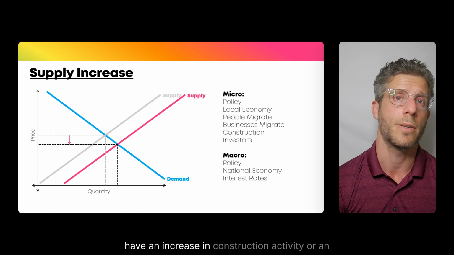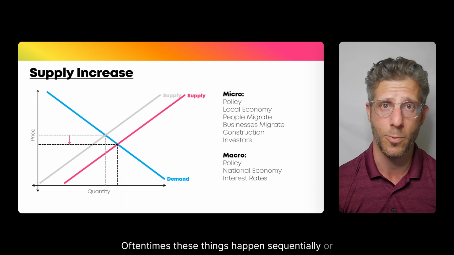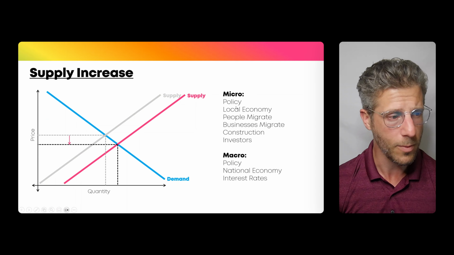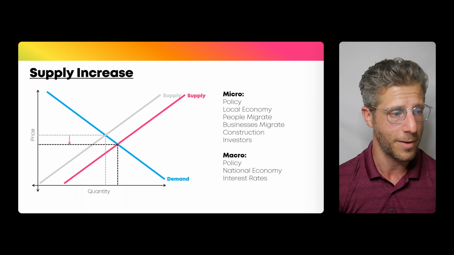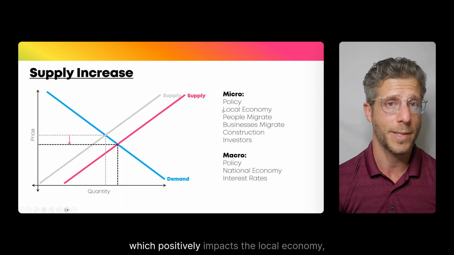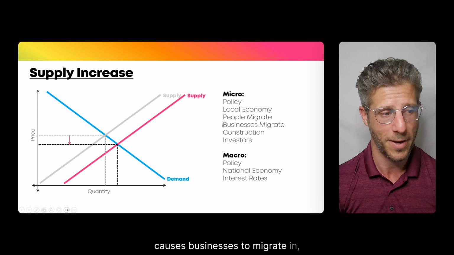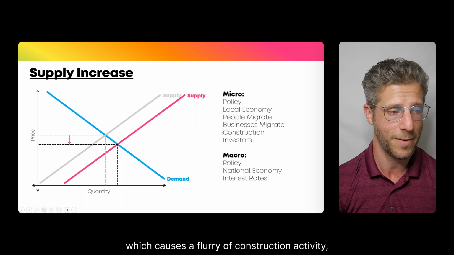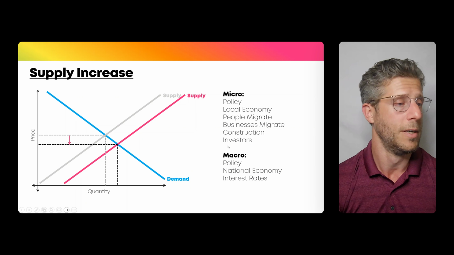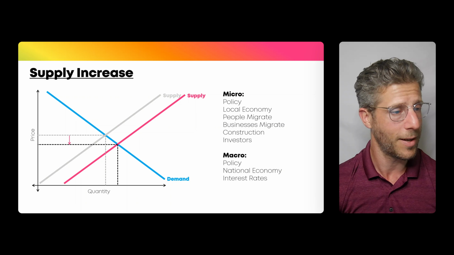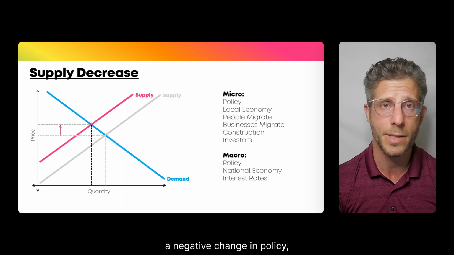If you have an increase in construction activity or an increase in investor activity, oftentimes these things happen sequentially or sometimes cyclically. It looks like there's possibly a positive change in local government policy, which positively impacts the local economy, causes people to migrate in, causes businesses to migrate in, which causes a flurry of construction activity. And investors see this as a hot market, and they start pouring in more money, and the cycle typically continues. This can happen on the other side, though, with the supply decrease, where you have possibly a negative change in policy.